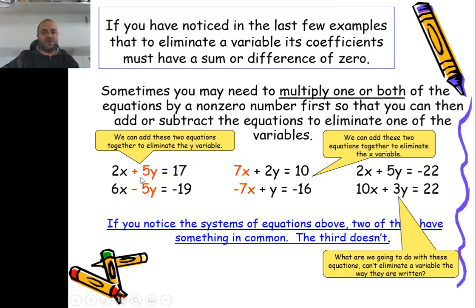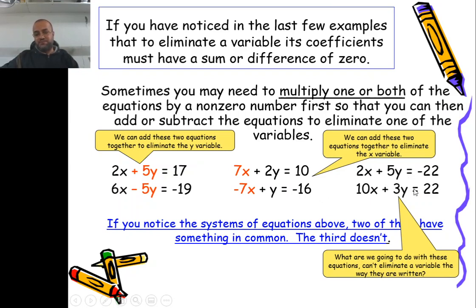Let's see this example: 2x plus 5y equals 17, 6x minus 5y equals minus 19. These two equations. So y and y: this y has a plus 5 and this y has a coefficient of minus 5. So when we add, the y should be eliminated, and if we add here, we get 8x equals 17 plus minus 19, equals minus 2, and here we calculate for x. In this example also, if we add, the 7x and the minus 7x should be cancelled, and we can calculate for y.